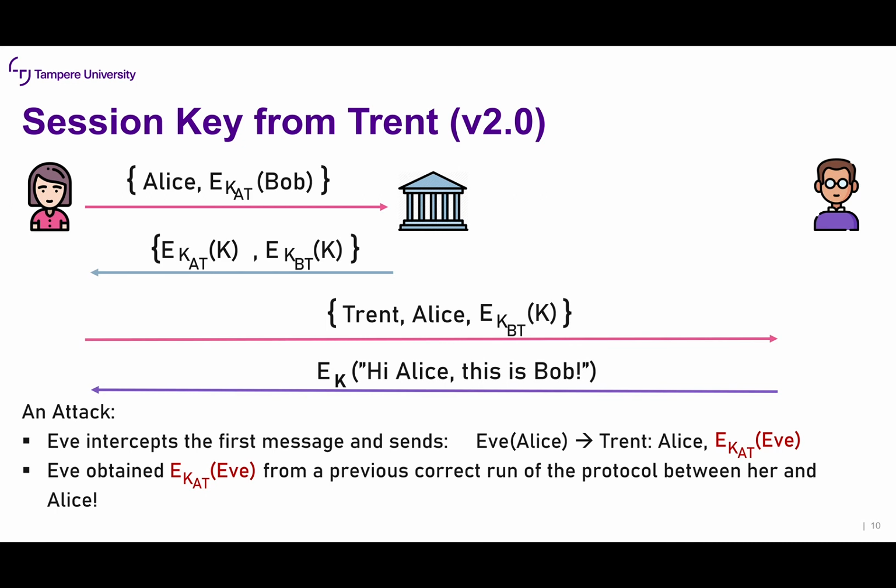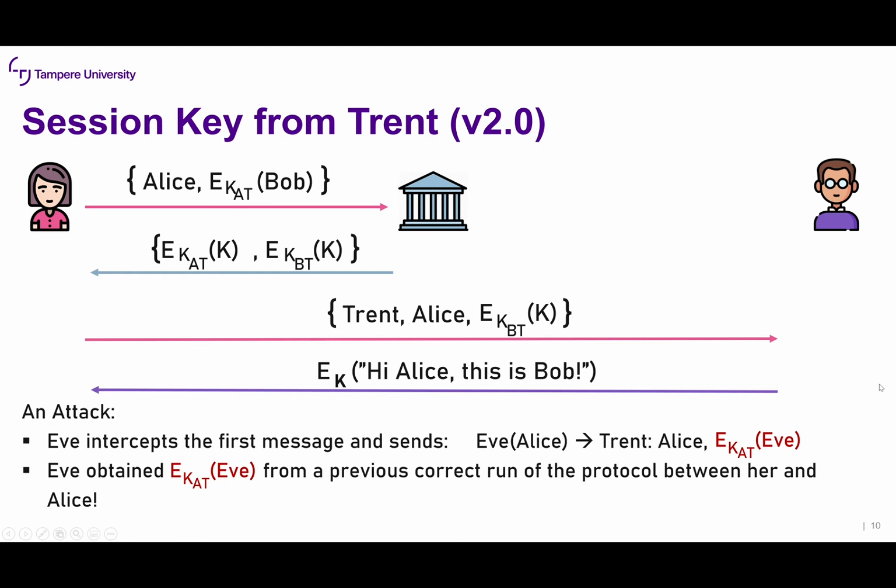So what would Eve do? Eve intercepts the first message, which contains again the two identities, one in clear text, one in ciphertext. And what she will send is that, again, she will replace Bob's identity with hers. But how can she do that?